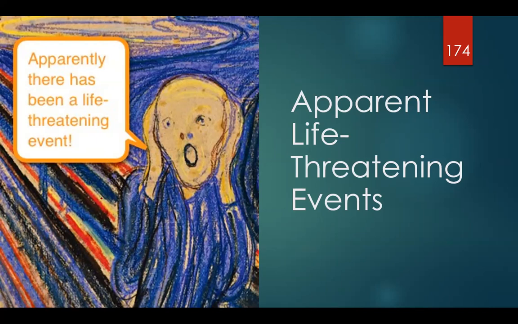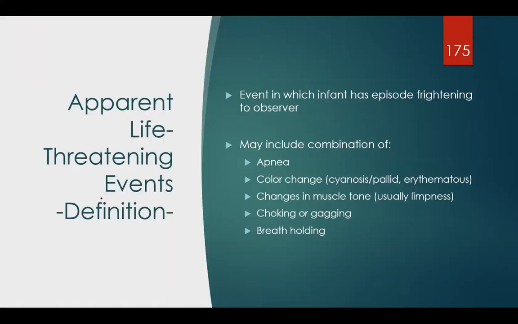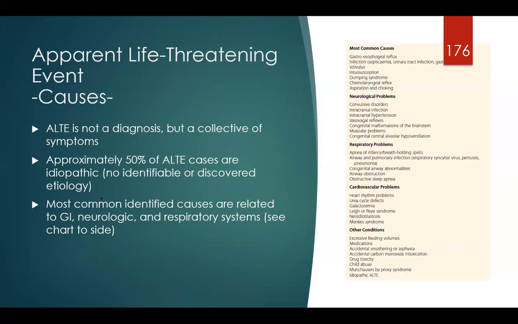Okay, apparent life-threatening events. Apparently, there has been a life-threatening event. This guy is freaking out. Okay, what is an apparent life-threatening event? Well, this occurs in children. The event is when the infant has an episode that is frightening to the observer. These can include apnea, color change, changes in muscle tone, choking, gagging, or breath holding. An apparent life-threatening event is not a diagnosis, but a collective of symptoms.